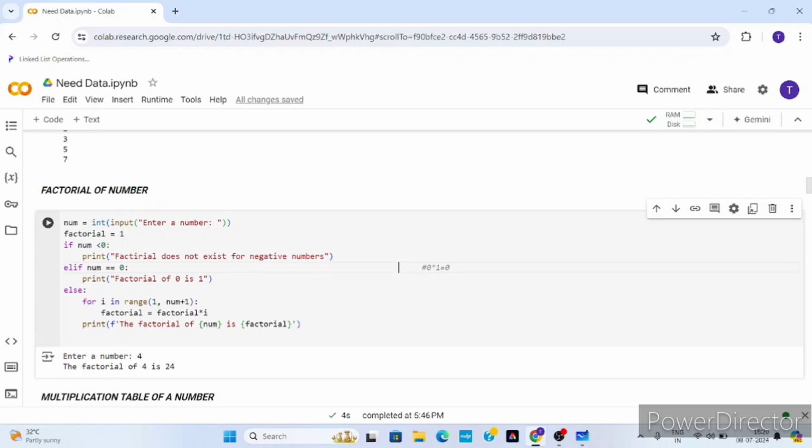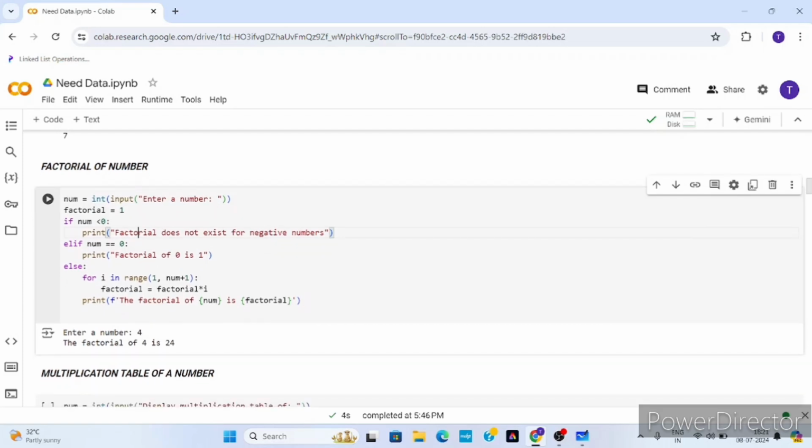Let's take: if the number is less than 0, the factorial won't be assigned, because there won't be a factorial for negative numbers. If the number equals 0, like if the user provides the number 0, the factorial of 0 is 1. Next, if the user provides any positive number, we want to calculate the factorial.